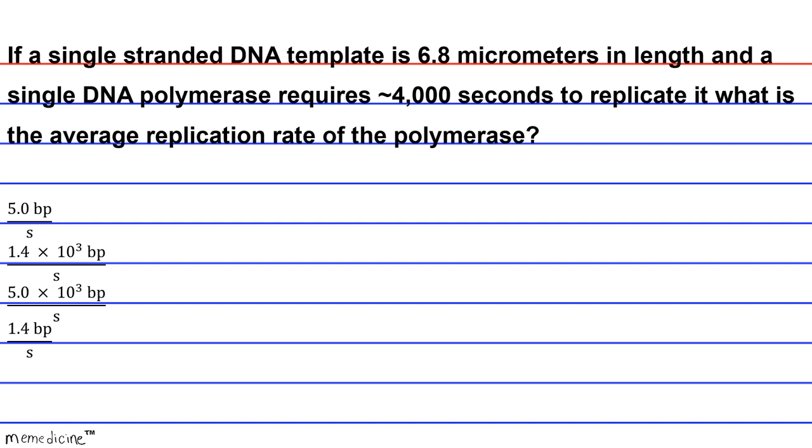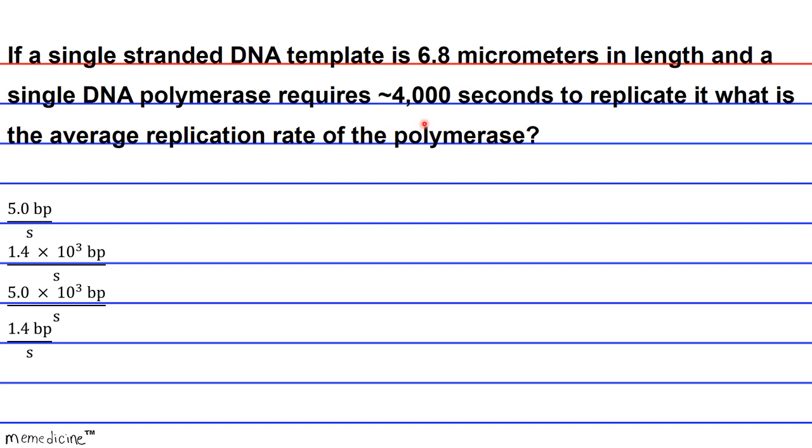All right, let's break this down. Okay, so from the passage, we know that replication rate is normally expressed in BP per S, or base pairs per second. And to find this, we need to determine two things: one, the number of base pairs in 6.8 micrometers, and two, the time it took to do this, okay? Well, we kind of know the time, so we just need to make the fraction per second.